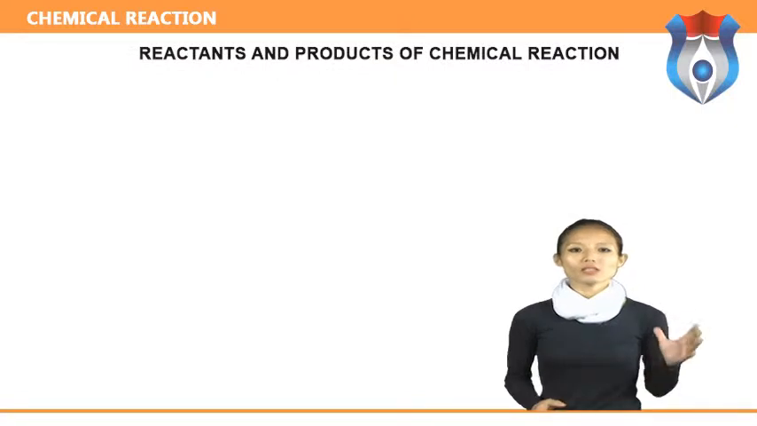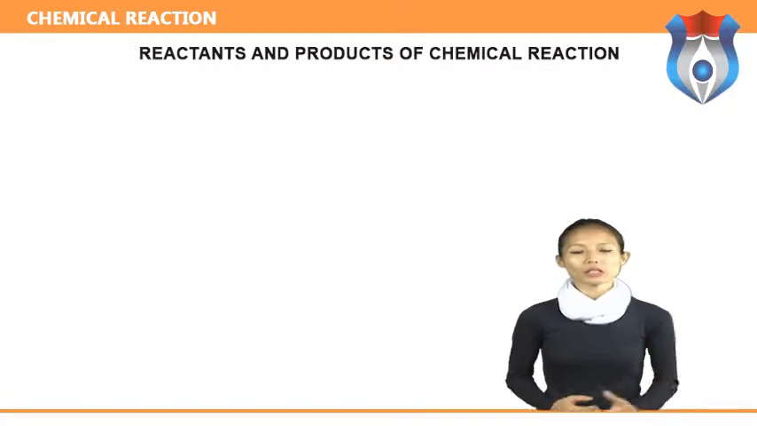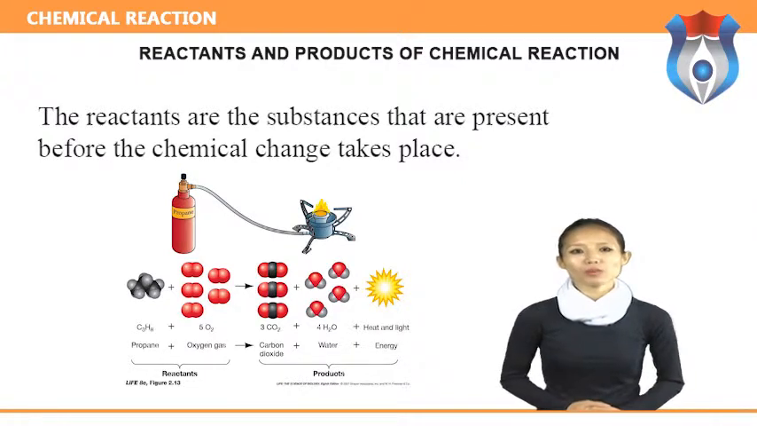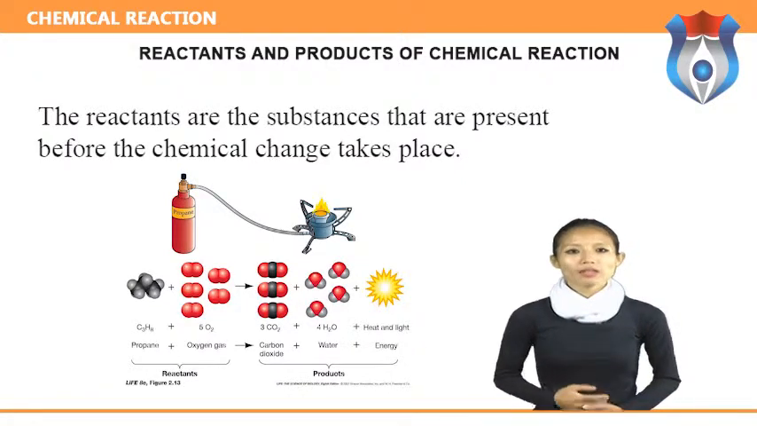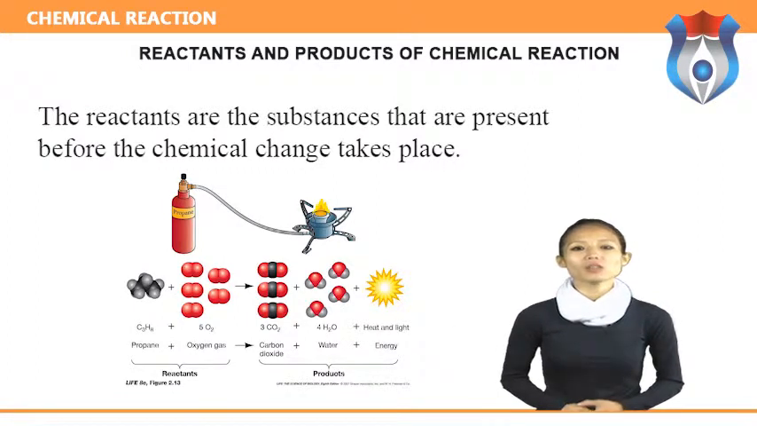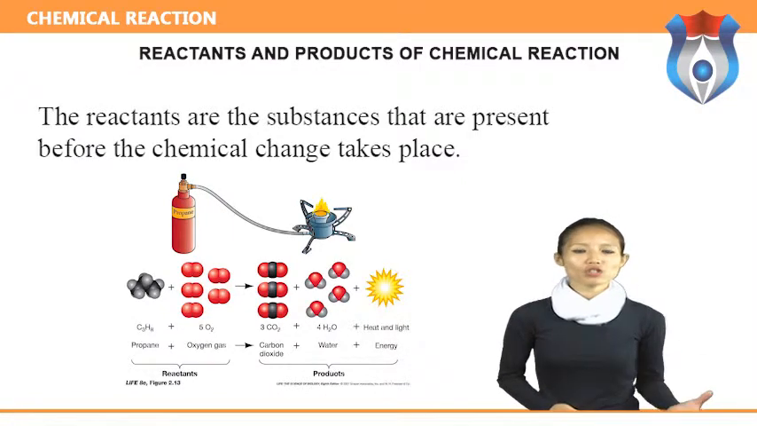Now let us discuss the reactants and products of a chemical equation. The reactants are the substances that are present before the chemical change takes place. They are the things that are present at the starting point. By convention, the chemical symbols for the reactants are written on the left-hand side of the chemical reaction equation.